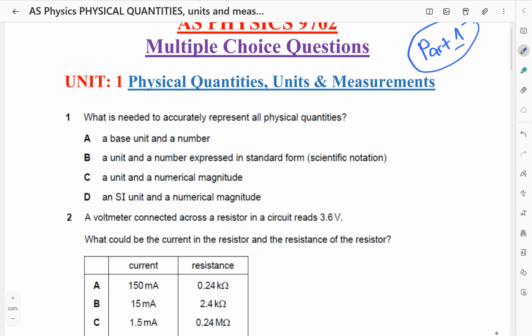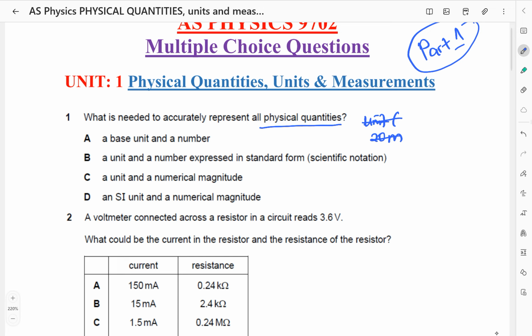What is needed to accurately represent all physical quantities? So these are some of the alternatives given. A is a base unit and a number. Remember, a physical quantity should have a unit, which is just a letter which represents the measurement. It should have a magnitude, which is just a number. So it is a number which is a magnitude and a unit. That is what is used to represent a physical quantity.